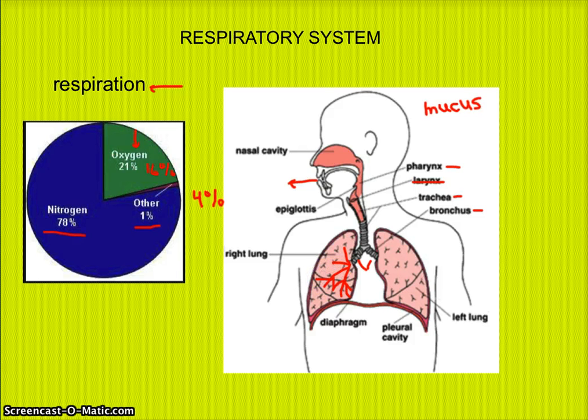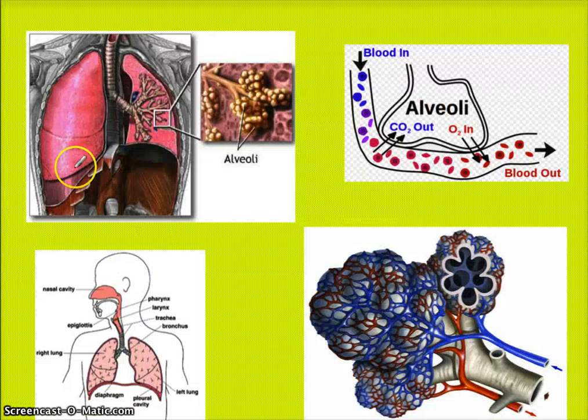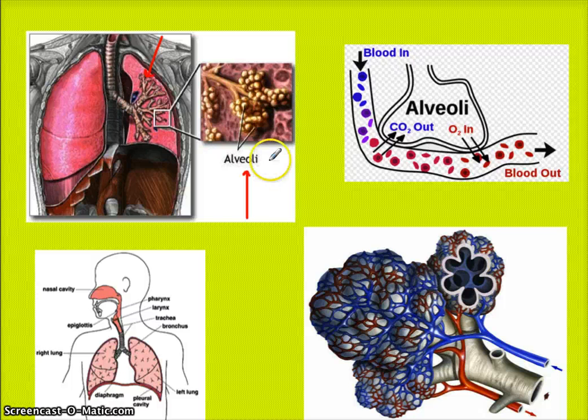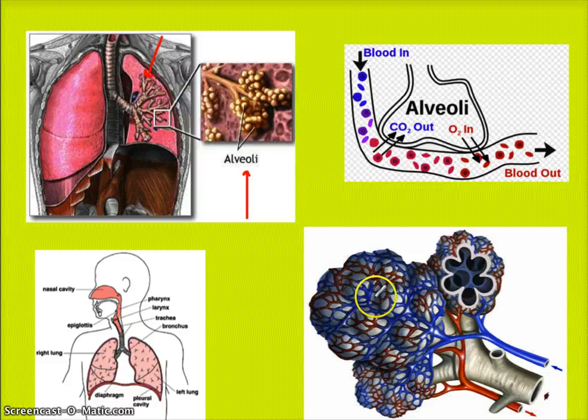Now let me go to the next slide. You can see that this picture right here has kind of that tree look to it. And it's going to go all the way out to the end of the lungs to the alveoli. The alveoli are the smallest of the tubes, and they actually look a little bit like grapes. Each alveolus, which is the singular, is surrounded by capillaries, and I have that right here.